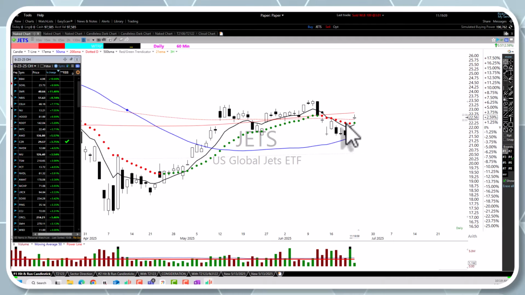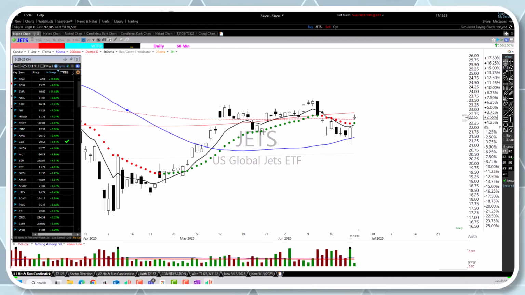Now, we can cross back up over the trend indicator as well, or the trend indicator can actually be like this, green. See how we're green? And we cross back up over the T-line. It can be that. So I'm looking for basically price below the T-line that's moving back up.